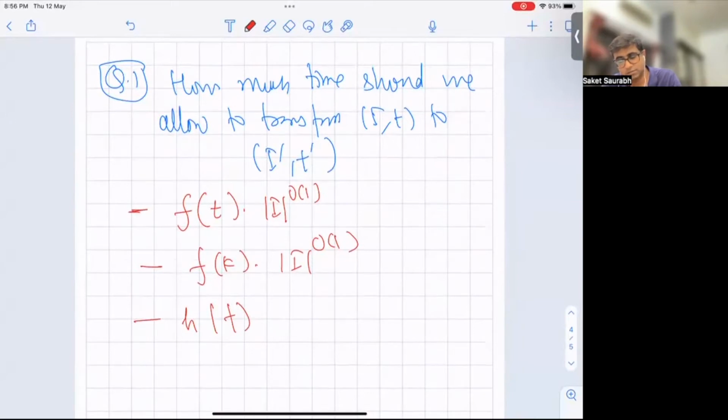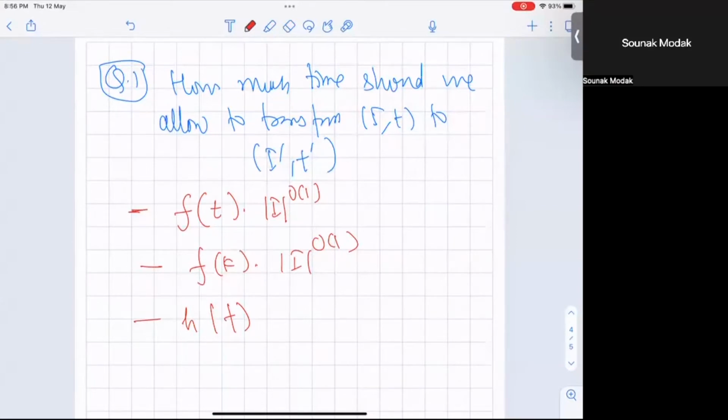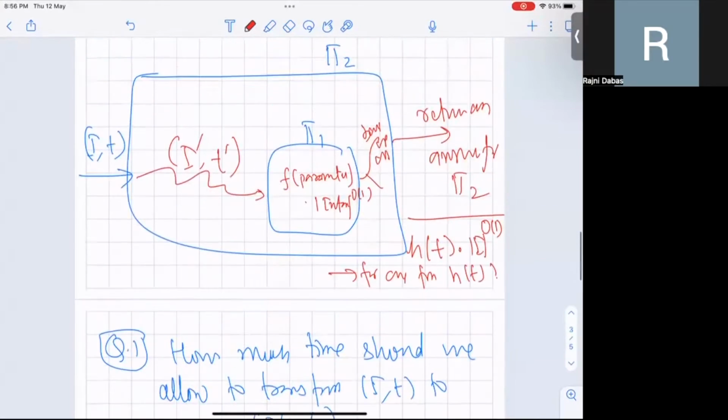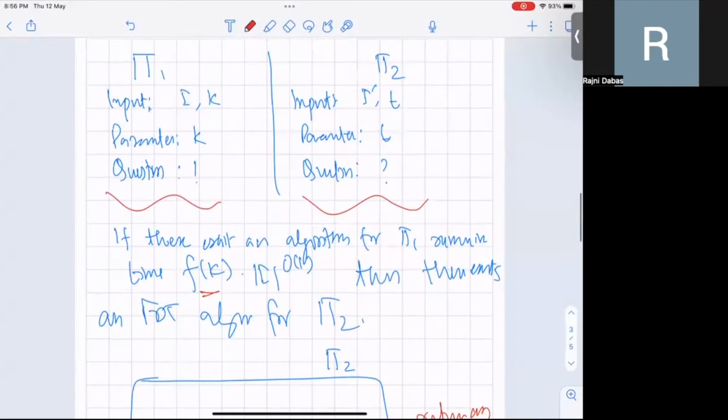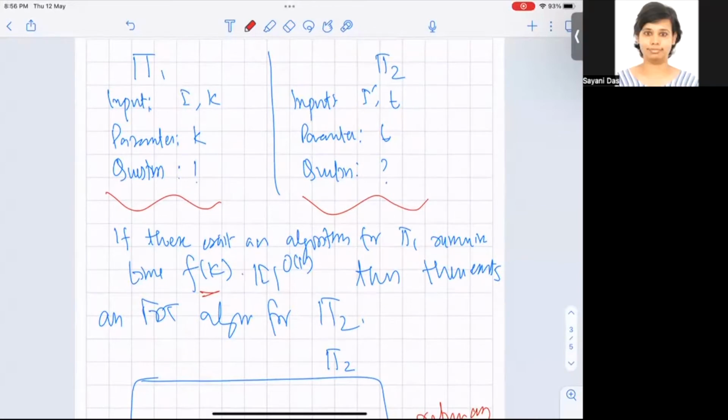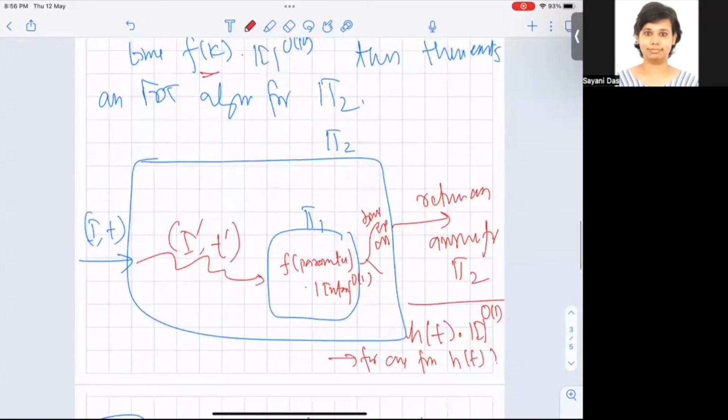Sonak? I think it's h of t. Okay. Anybody else? Sorry, I lost my connection in between because of a light issue. So the parameter here is k in pi1. Yes, in pi2 the parameter is t. But in the figure, it is pi1 with k, no? So I am confused about that.